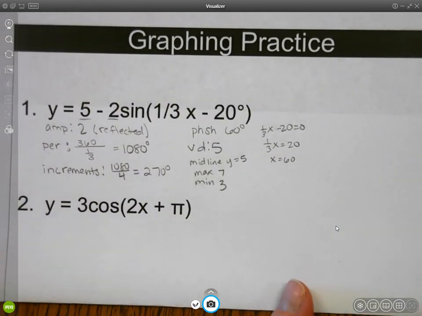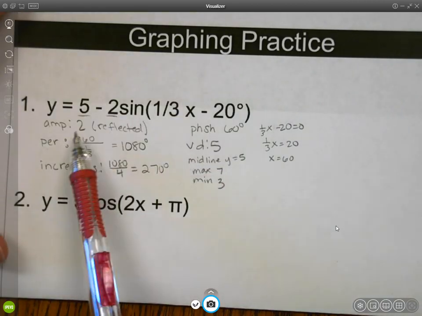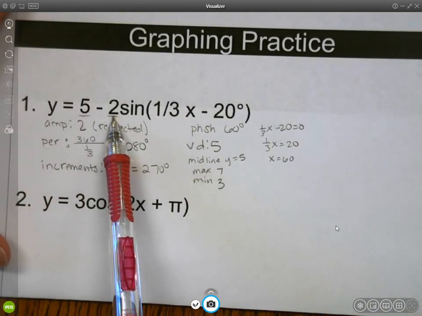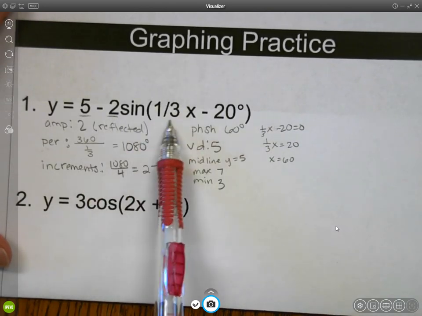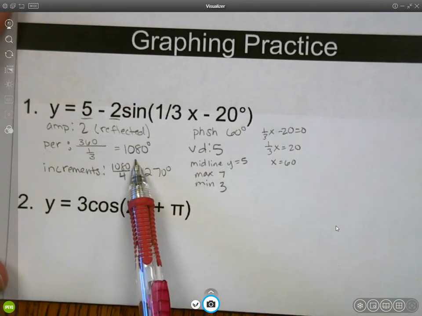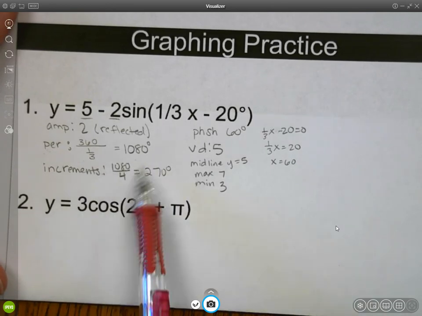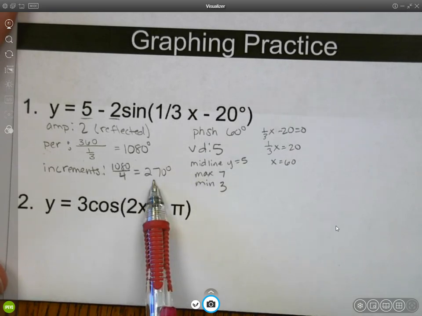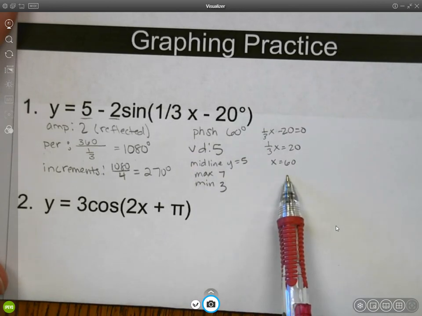Okay, so we have to find all of the information. So to go back over how to find the info, amplitude is this number. Your period is 360 usually, and you always divide by this number right here. So if I divide by 1/3, that's really times 3, which gives me 1,080. Your increments are cutting into 4 equal sections, so divide your period by 4, and we get 270. Phase shift, you take what's in parentheses, set it equal to 0 and solve. I did that here. Add the 20, multiply by 3 to get rid of that 1/3. So you get a phase shift of 60.